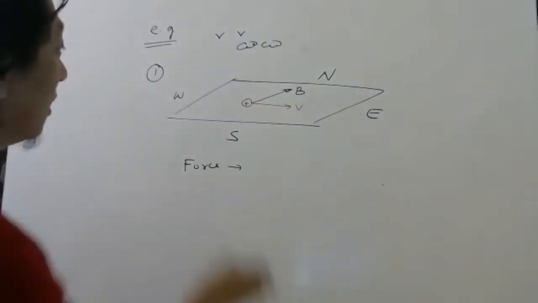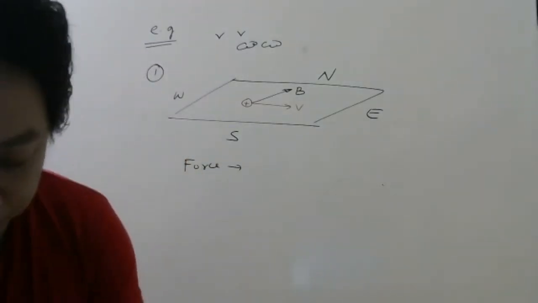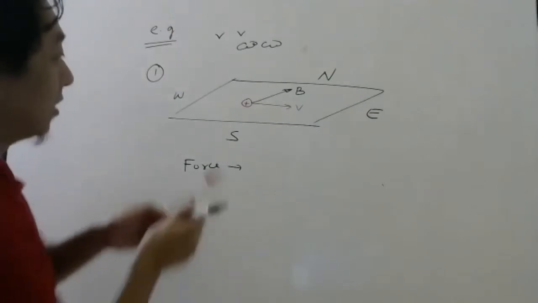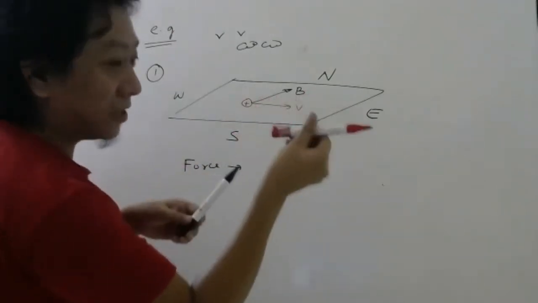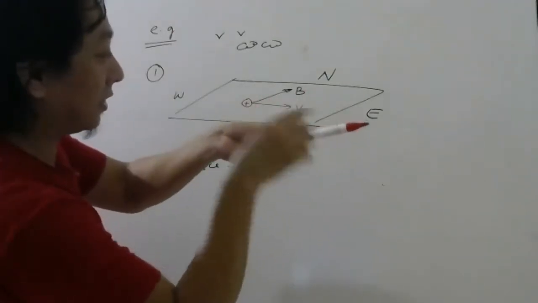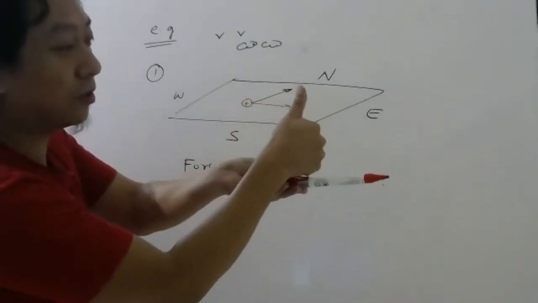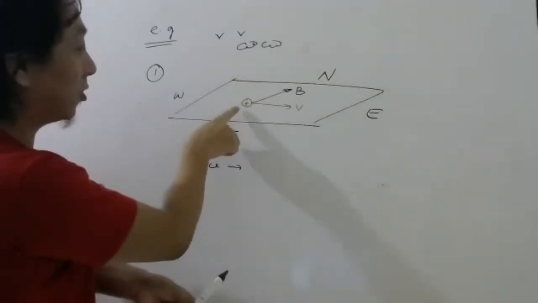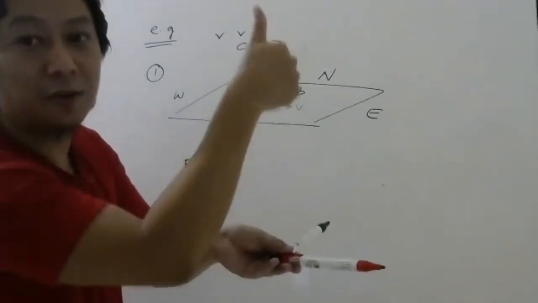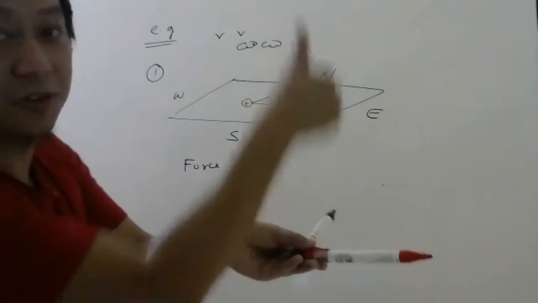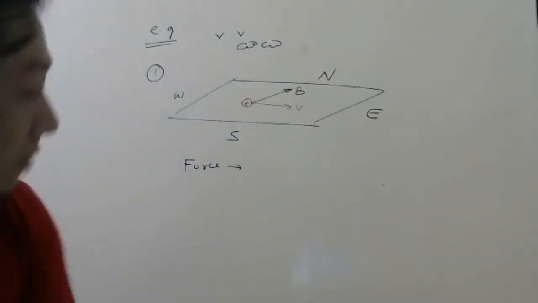Upward, correct. Okay. So how did we get upward? Let me check. So the velocity vector is here. Magnetic field vector is north. So first vector, second vector, V cross B. So V cross B is up. And since it is a positive charge, wherever V cross B is, there will be your magnetic force. So the magnetic force answer will be where? Up.